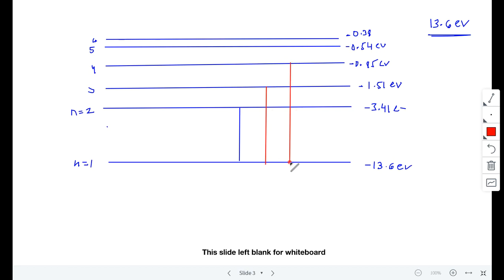Now these are the arrows. These arrows indicate that electrons are moving downwards. So they're losing energy, they're emitting.